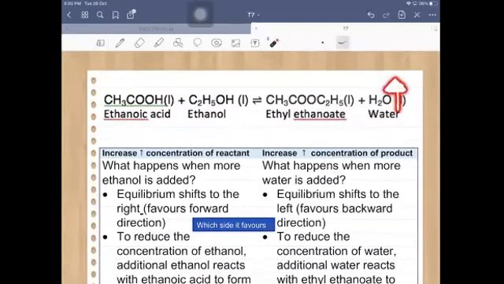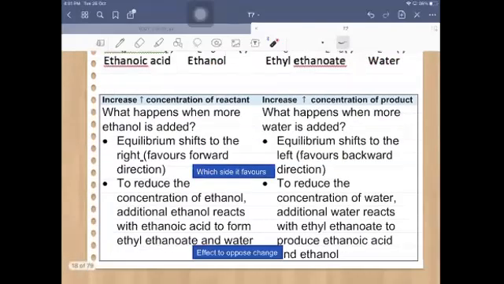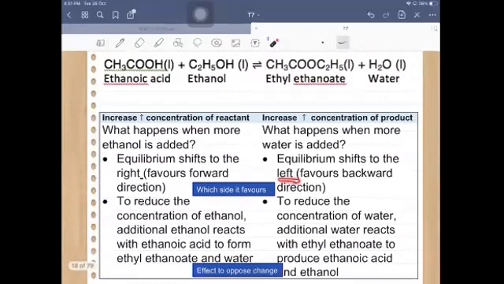So what Le Chatelier's is saying is that we need to decrease water. How do we decrease water? By reacting water with ethyl ethanoate. So we are favoring the reverse reaction, or we say that the equilibrium is now shifted to the left. Explanation: equilibrium shifts to the left. That's what I just said. It favors the backward reaction.